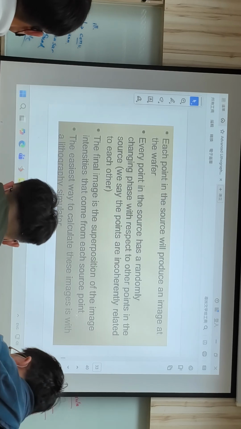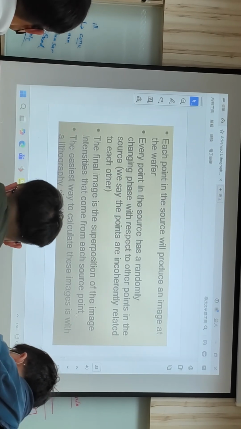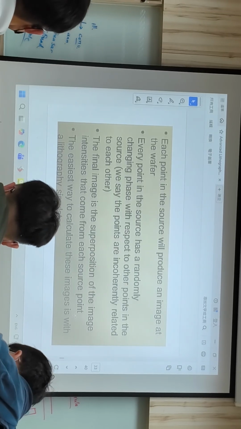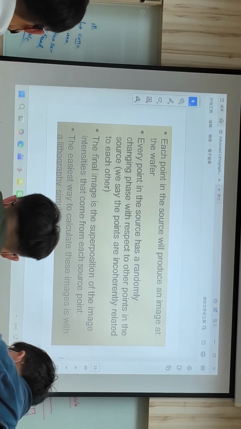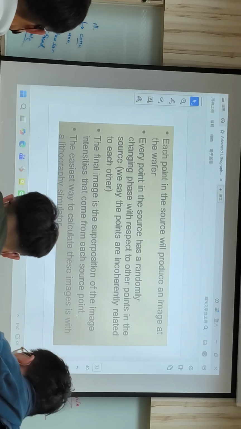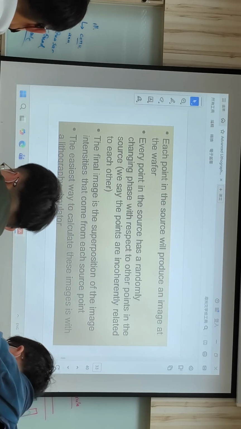So each point in the source would form an image there, and they would change the phase with each other. So it is called coherence. And the final image is a superposition of all these interferences.